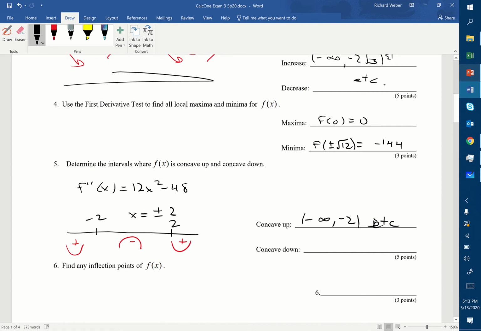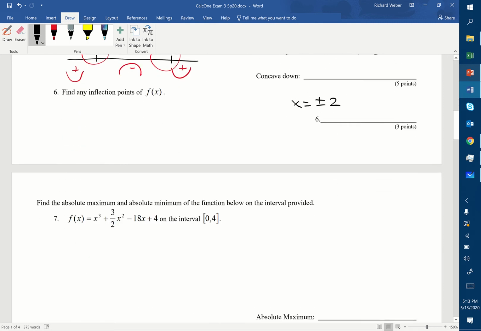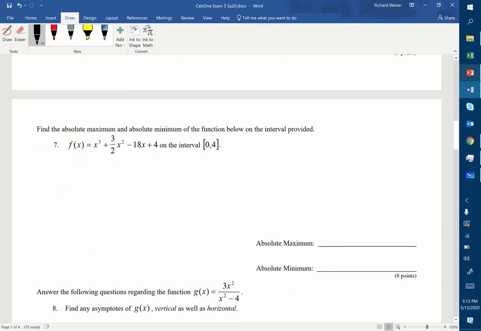The inflection points are found to be, yes we do have them, it changes concavity here and here. It switches from plus, minus, minus, plus. So I forget what the number was, but they occur when x is equal to plus and minus 2. Okay, I really didn't grade whether you put the function value in that one. Okay, to the next page then, absolute max min.